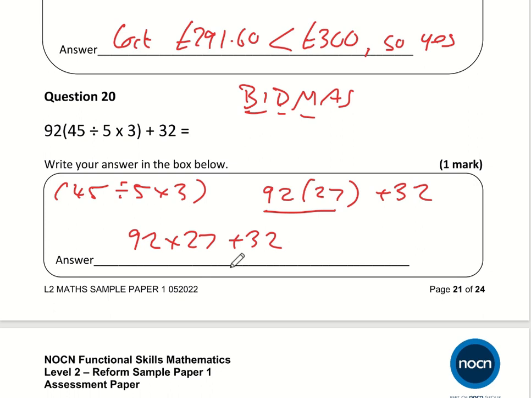92 times by 27, do the multiplying before we do the adding. 92 times by 27 is 2484 plus the 32, and that comes to a total of 2516.